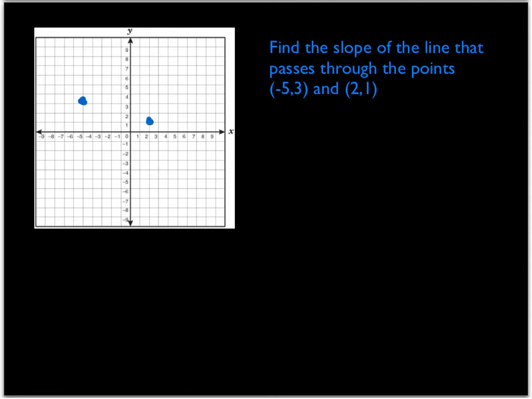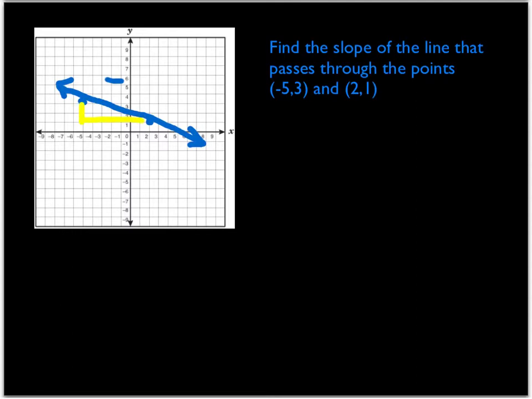So we want to see if we can find the slope that connects those. Right away you can tell, and I'm going to draw that line through here like this, that this is going to be a line that has a negative slope. We can tell by how that line slants. And if you wanted to, I'll get a different color here, you could connect these up into a little triangle.